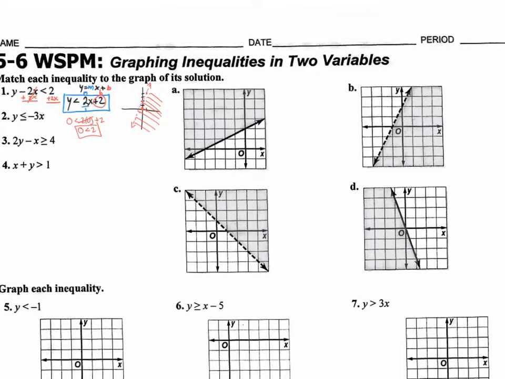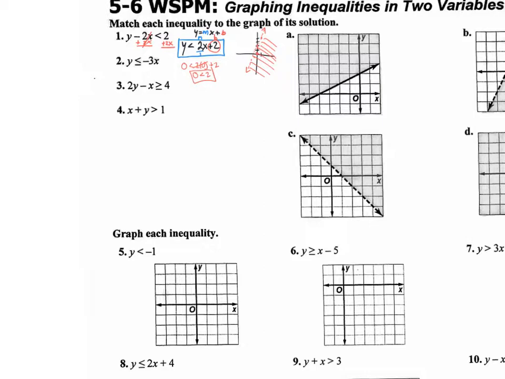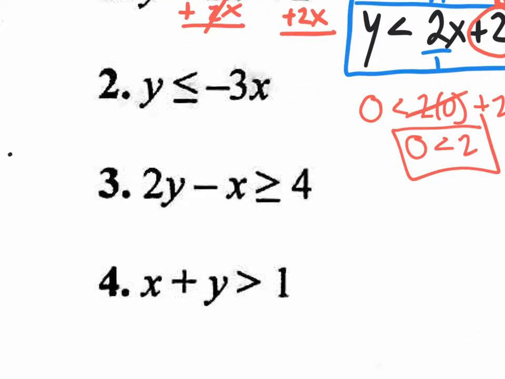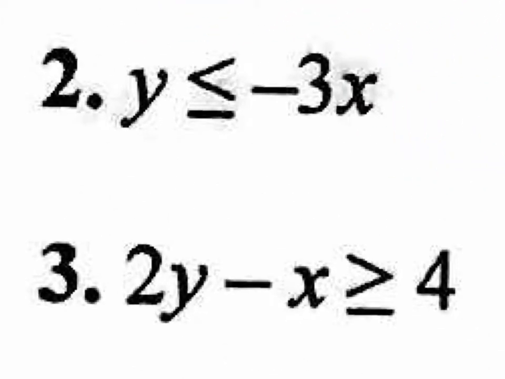I'm not going to do all of these, but I do want to try number 2, because number 2, it's already in slope-intercept form, but what is my b value? It's 0. There is no b value, right? So what we could do is put a plus 0 right there, just to remind us that the intercept, the b value, is at 0. And from that point, I need to look at my slope. And what's my slope?